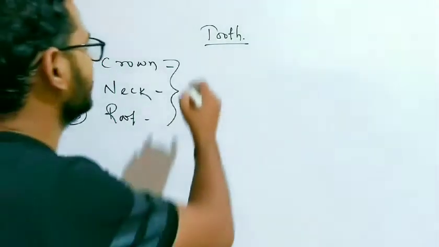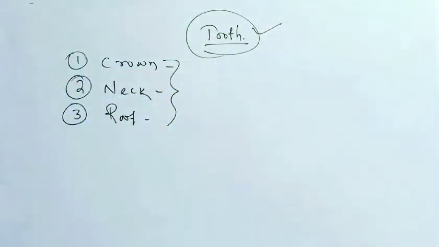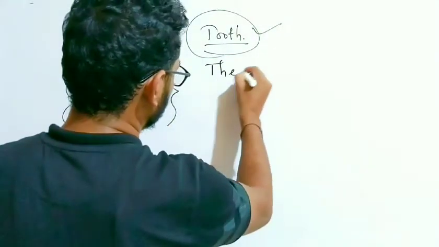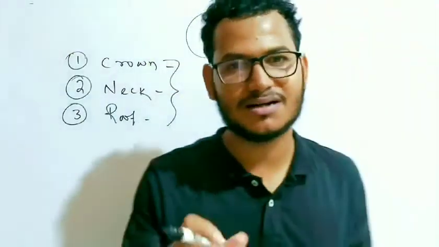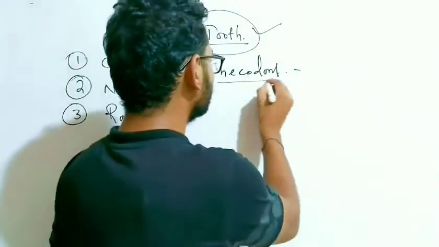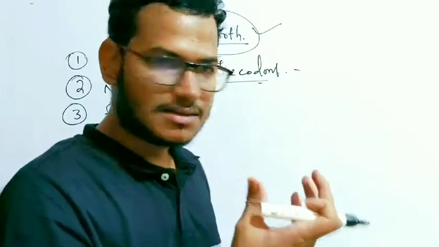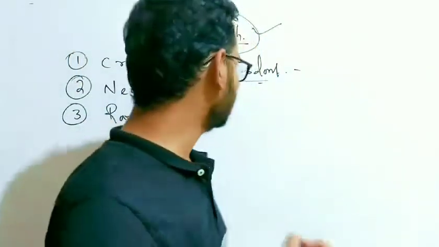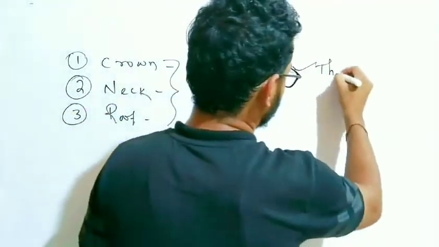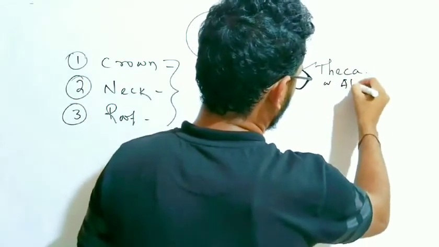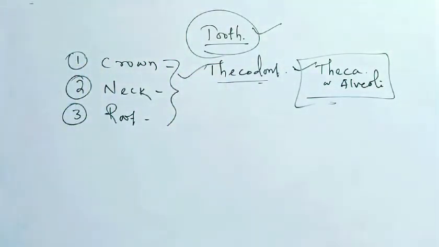Now let's learn three important terms assigned to the tooth. What are the three important terms? First, the thecodont. The tooth is also called thecodont because it is engulfed, buried inside a bony cavity, attached to a bony cavity which is known as the theca or alveoli. That is the reason why the tooth is also called thecodont.